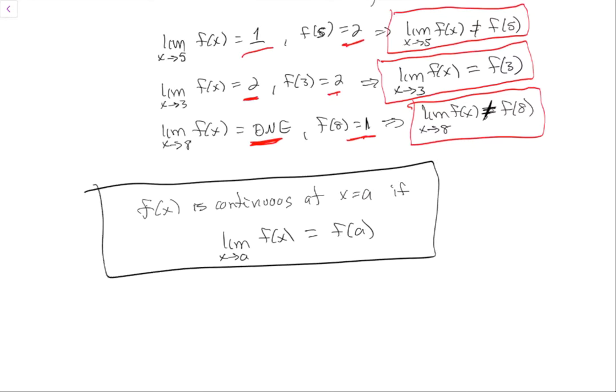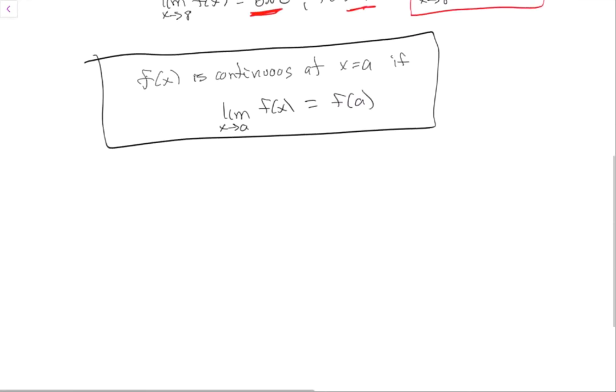So again, there is the definition of continuity, and there's really three things that are happening there, right? The limit has to exist, the function value has to exist, and they have to equal each other. So three basic things that have to happen here, right? The limit has to exist, the function value must exist, and the limit must exist as x approaches a, right?